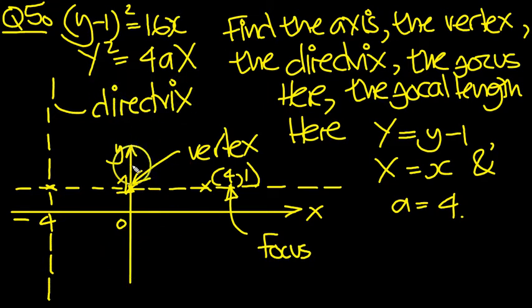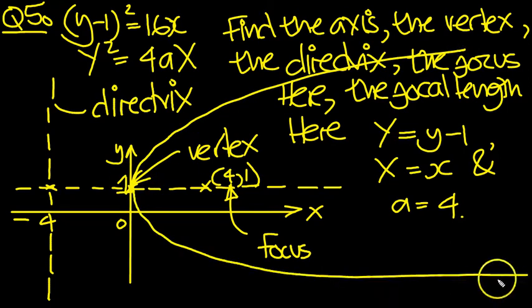Okay, good. So let's just draw our parabola. It comes out from here, it goes around there, and it comes out symmetrically on that side as well. This is the axis of the parabola. So let's mark that.